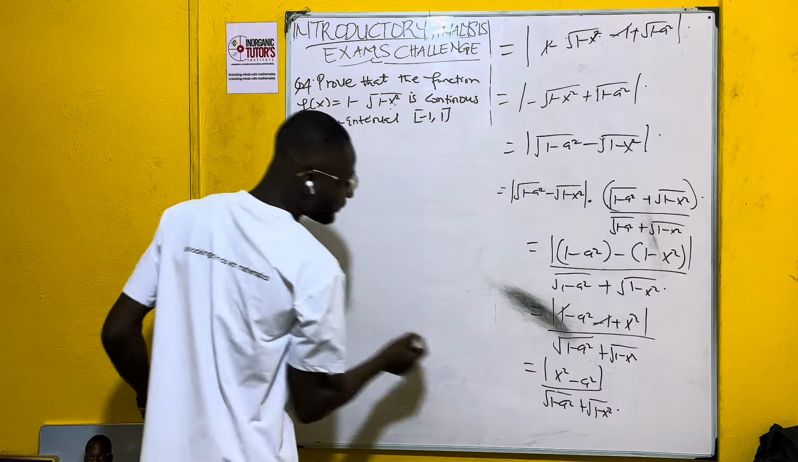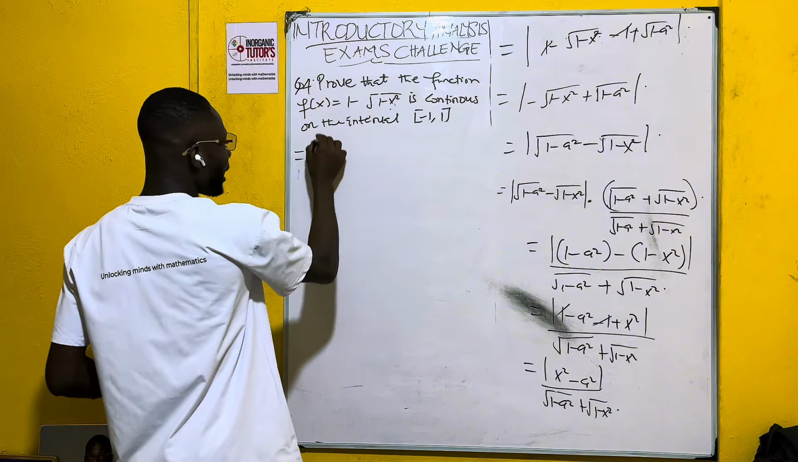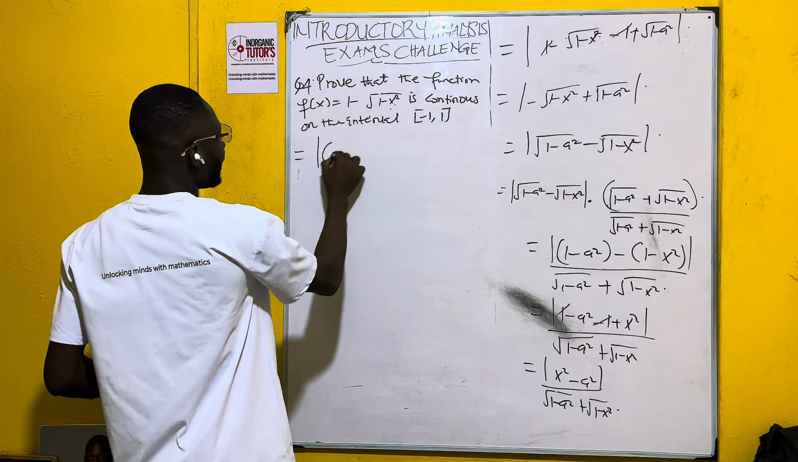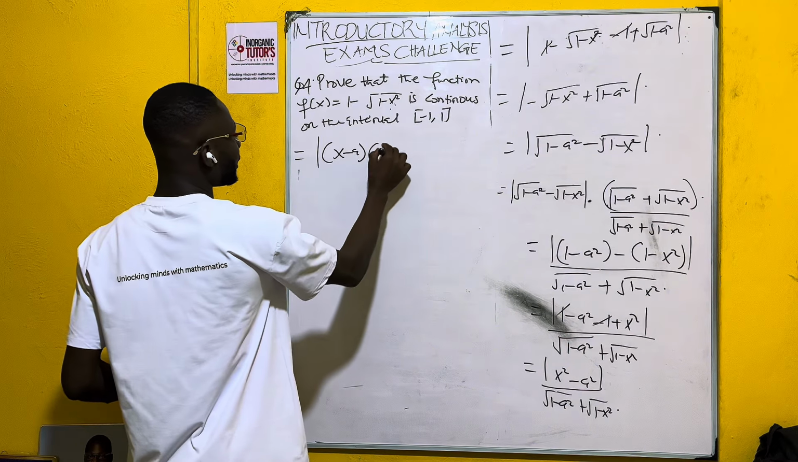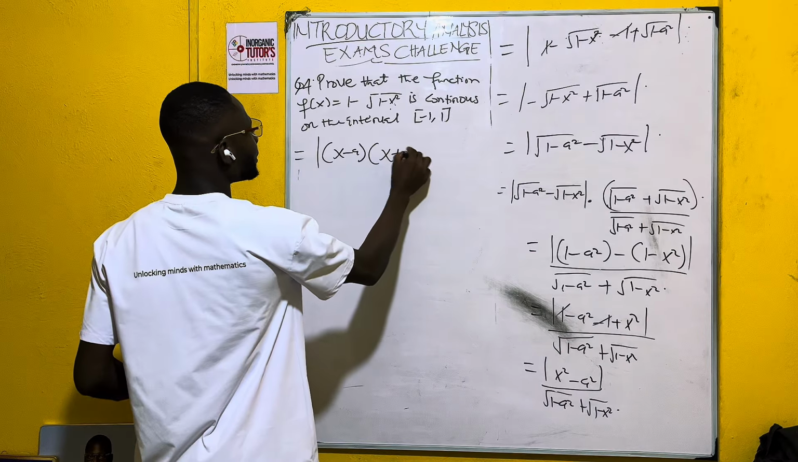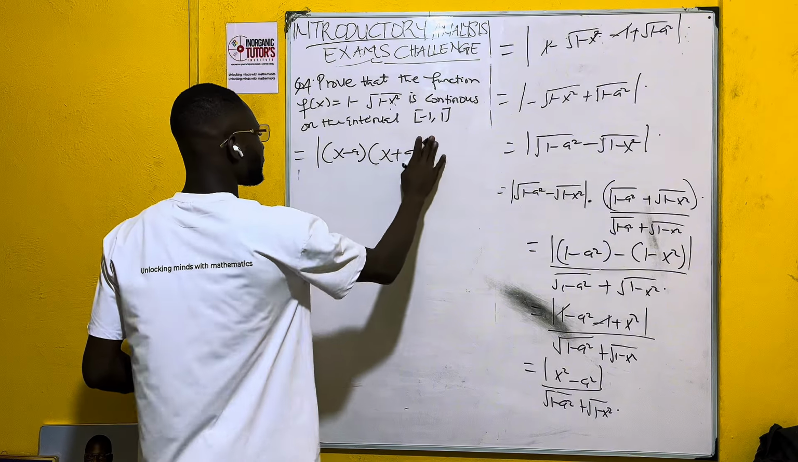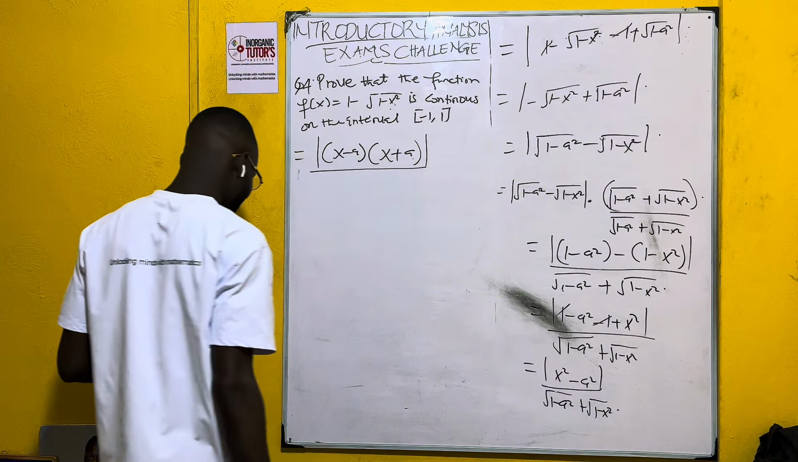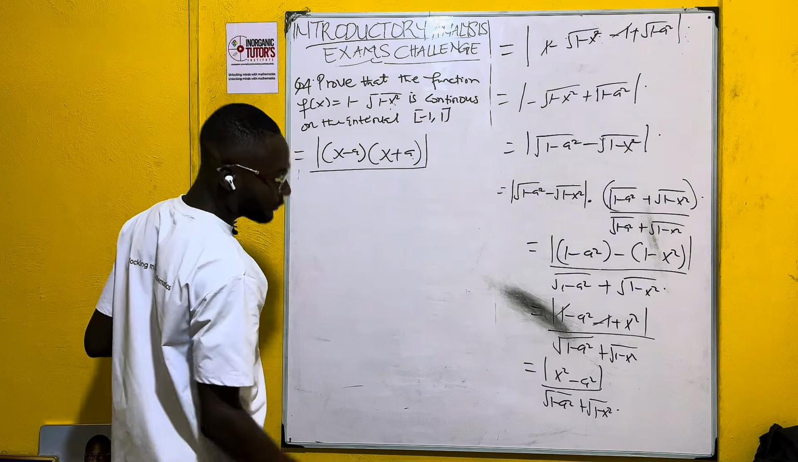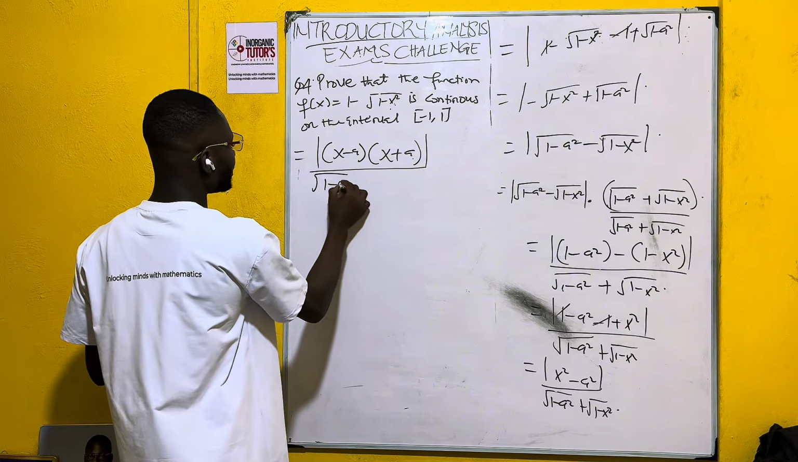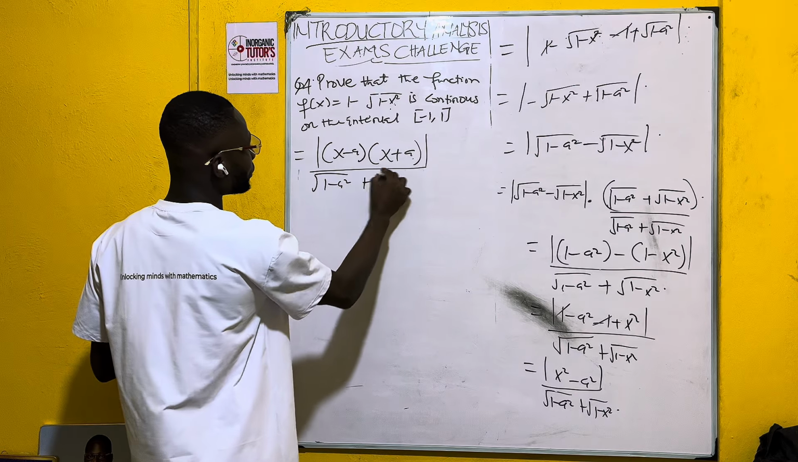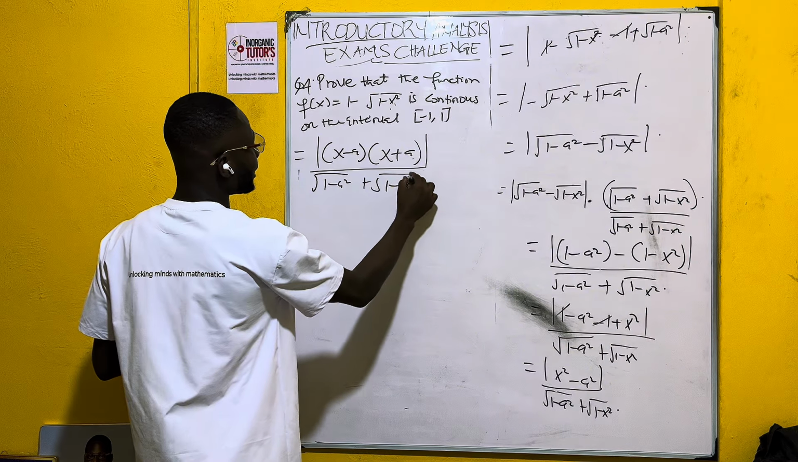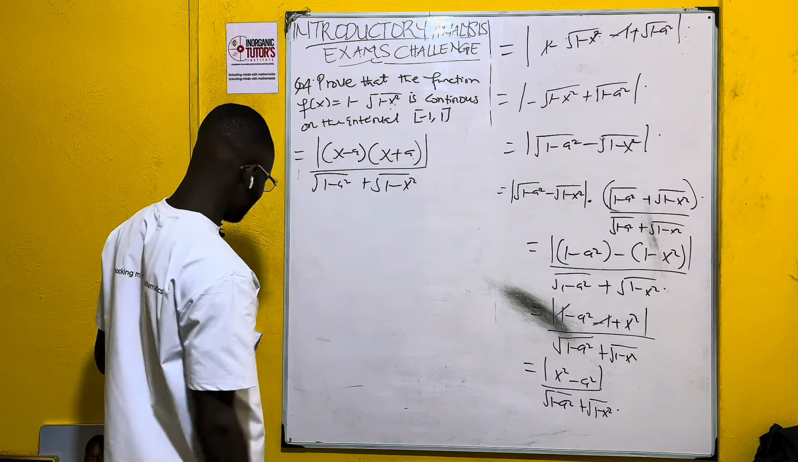Since this is difference of two squares, we are going to have absolute value of x minus a times x plus a, right? Times x plus a, absolute, divided by the square root of 1 minus a squared plus square root of 1 minus x squared, right?